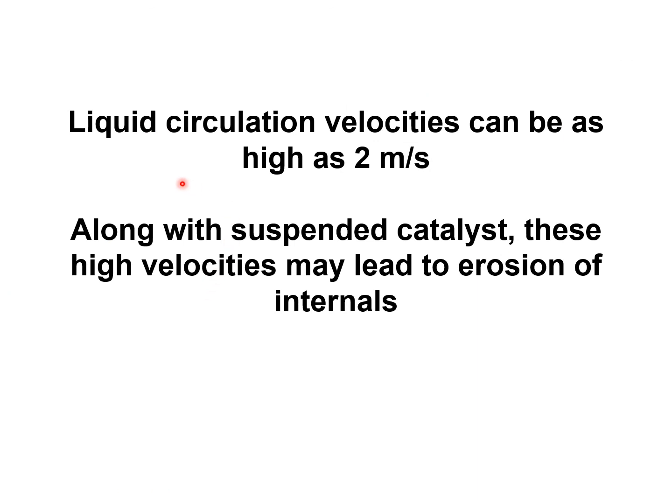What we have learned so far is that the liquid circulation velocities can be as high as 2 meters per second in large diameter columns. And with this information, along with the fact that we have suspended catalysts in the FT reactor, these high velocities may lead to erosion of the internals, and this should be taken into account in the design of the internals for the FT reactor.